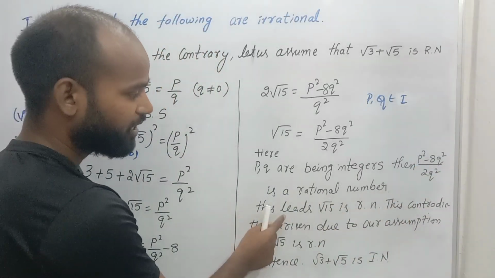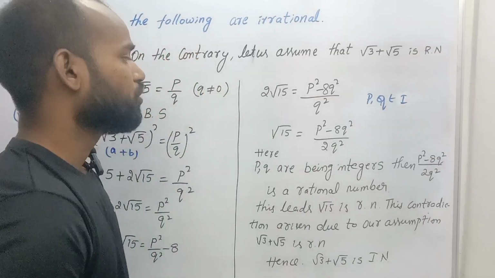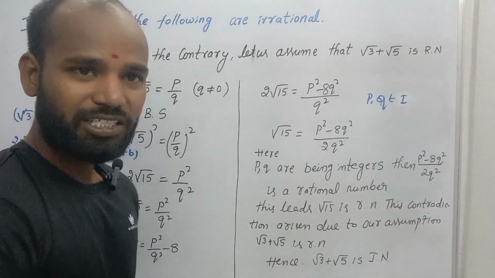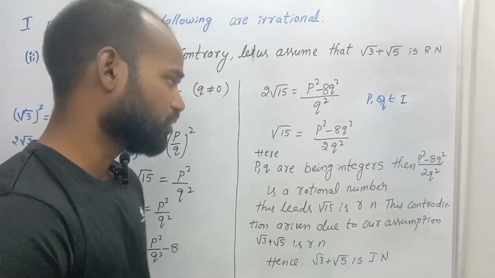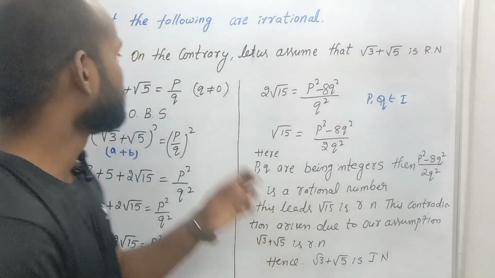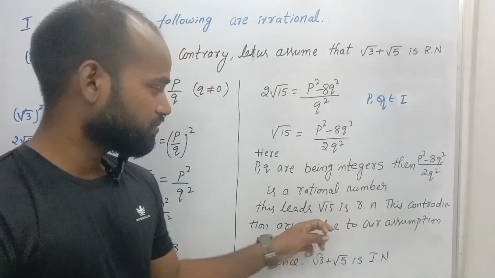So this leads to root 15 is a rational number. Then is it a rational number or not? Yes, root 15 is a rational number. But is it true? No. Because of our wrong assumption, it came out as true. What is our assumption? Root 3 plus root 5 is a rational number. So that's the reason we got the wrong conclusion.